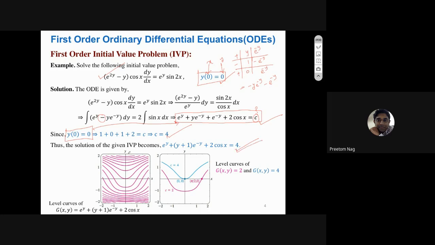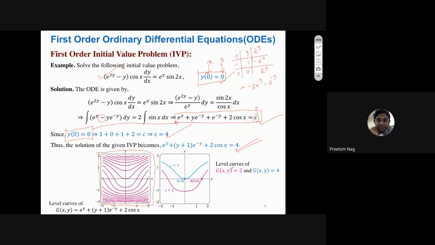Okay, so this graph is for the general solution, that means family of curves, right? For different values of c we will have different graphs. Now if we apply y(0) equal to 4, then we become able to see this is the particular solution where c is equal to 4.